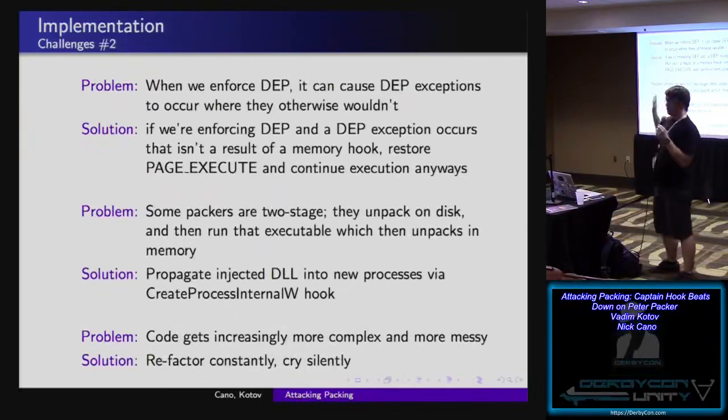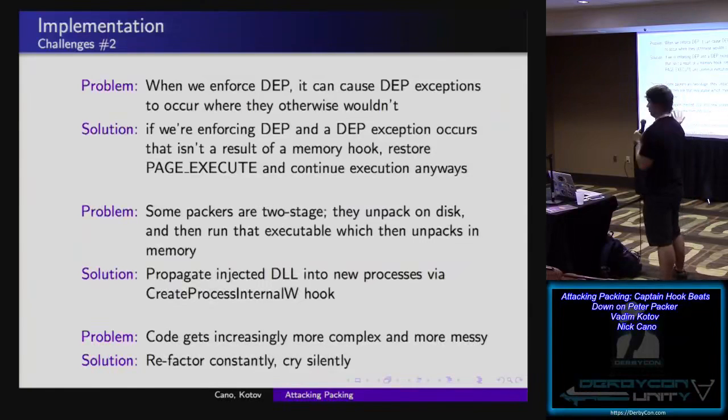Another problem is when we enforce DEP, we can break malware. Because if the malware is compiled without DEP on, then it might have just been unpacking to writable memory and executing there and never giving it execute. And that would still work when DEP is turned off. But now that we've enforced DEP and we're tracking stuff, it can make the malware not run sometimes. So with access violations, we just had to be very sure that DEP exceptions are ones we're tracking. And if we get a DEP exception that isn't a result of one of our memory hooks, we need to just let it go. We restore page execute so it can execute, and then we let it go without doing anything. And that kind of simulates DEP-lessness.